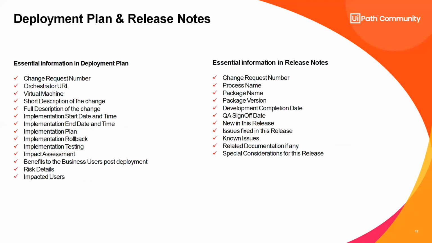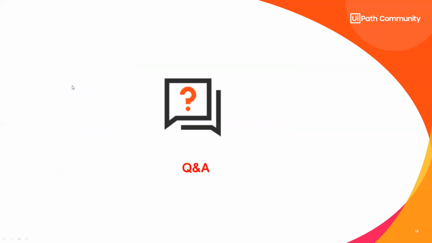Okay, so now moving on to the deployment plan and release notes. These are essential information we need to provide in the deployment plan while raising a change request. For example, for every release, we will be raising a change request, right? So we should be providing all this information in the change request board or the Excel file. The change request number will be generated from the portal or the website that is being used for change management, and the orchestrator URL.